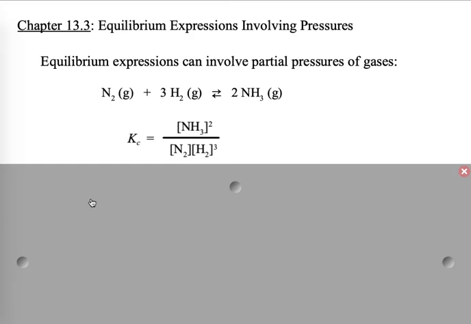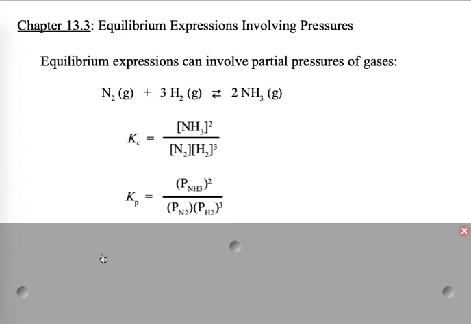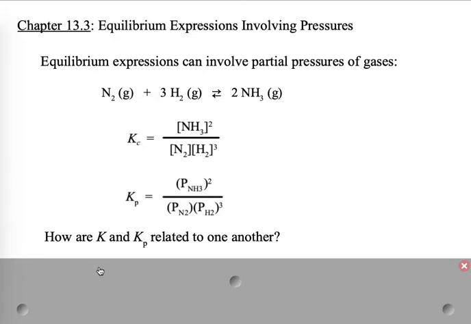But if I measure the relative amounts of reactants and products in terms not of the molar concentrations, but of the partial pressures in atmospheres, I can write the Kp expression. Kp equals the partial pressure of ammonia squared divided by the product of the partial pressure of nitrogen and the partial pressure of hydrogen cubed. So the question is, how are K, or Kc, and Kp related to one another quantitatively?